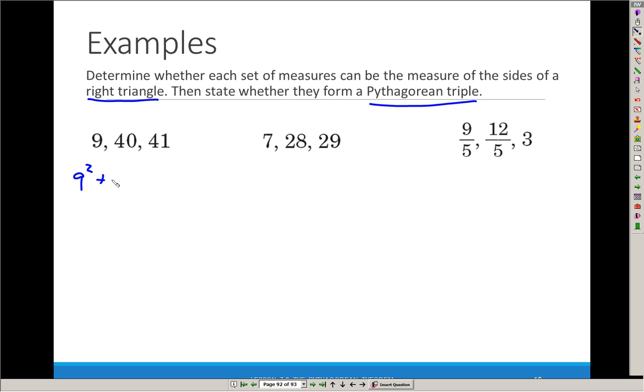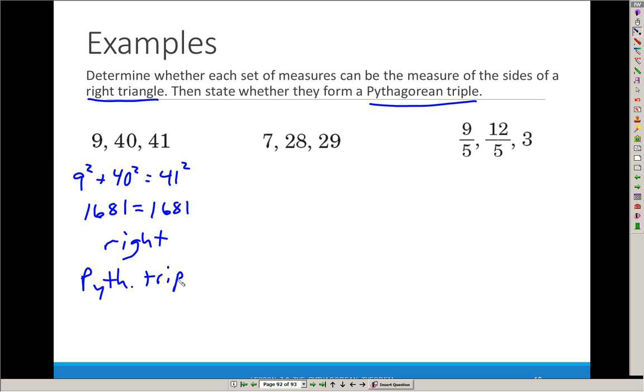9 squared plus 40 squared is 41 squared. I put 41 by itself because it's the biggest number. 9 squared plus 40 squared is 1681. 41 squared is 1681. That's true, so it is a right triangle. Then, is it a Pythagorean triple? Well, the Pythagorean theorem worked, and these are all whole numbers. So it is a Pythagorean, I'll abbreviate, a Pythagorean triple. So that's a yes for both.